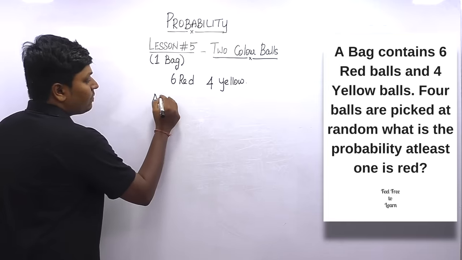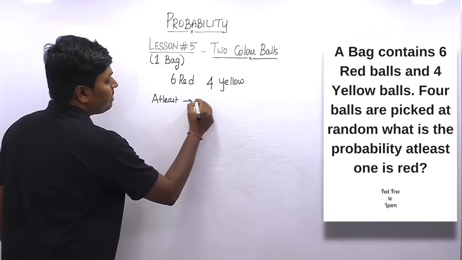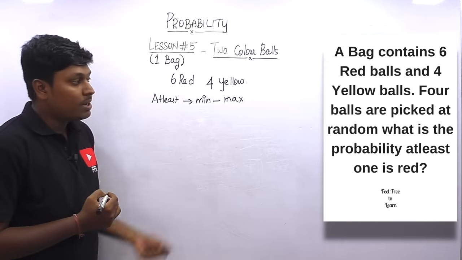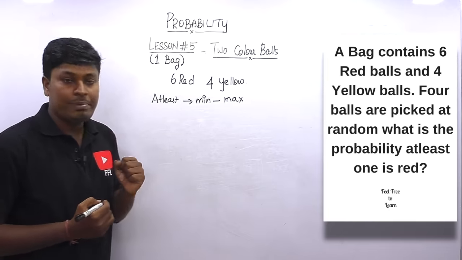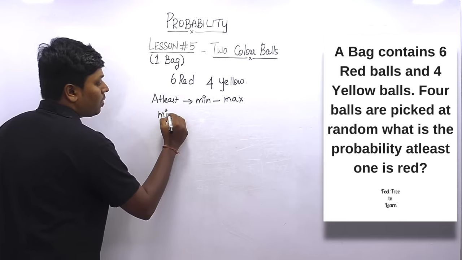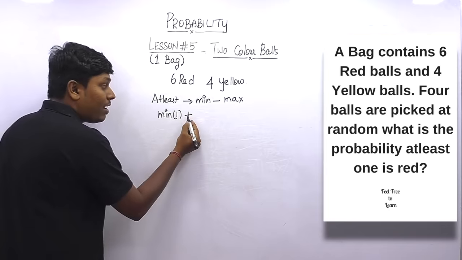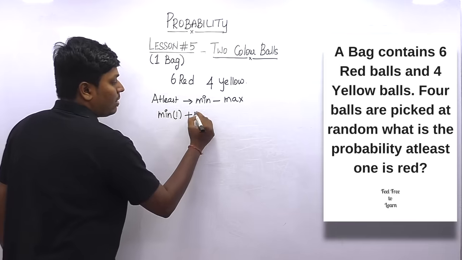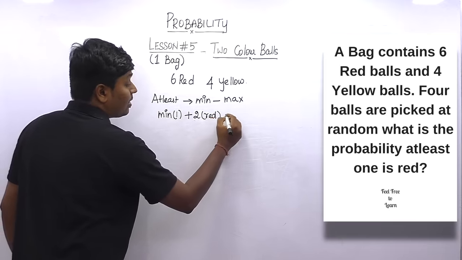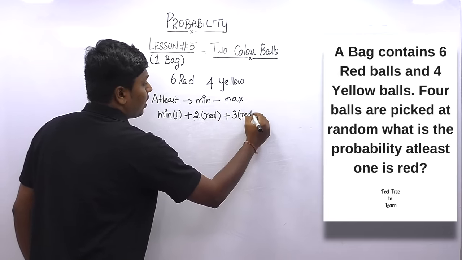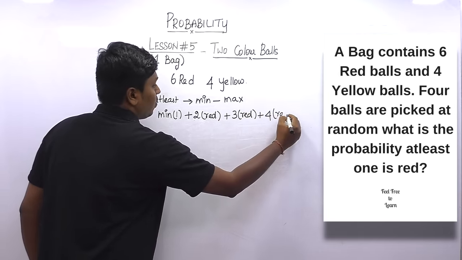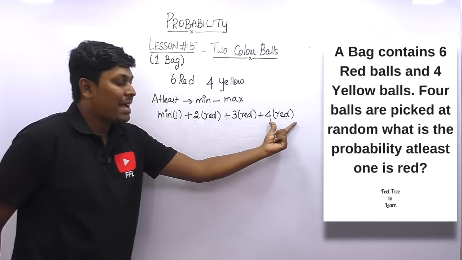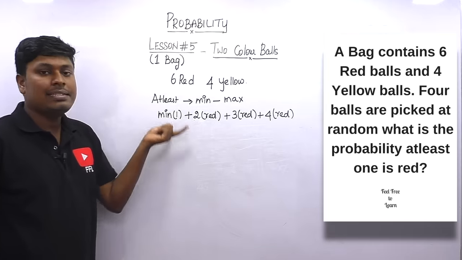Listen here, the meaning of at least is minimum to maximum. So got it? The meaning of at least is minimum to maximum. So what is our target? At least one to be red, which means minimum one is red, or otherwise, listen carefully, the word or means addition, minimum one can be red or two can be red, or otherwise 3 can be red, or maximum 4 can be red. Why are we saying 4 as maximum? Because our target is to pick 4 balls. So the word at least means minimum to maximum.